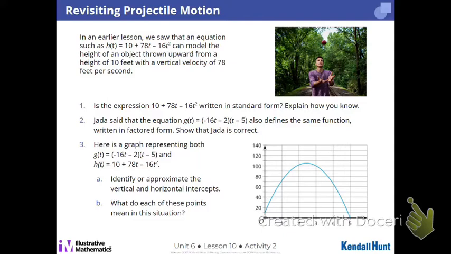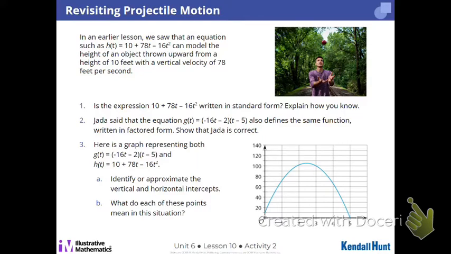So your job is, number 1, is it written in standard form? Number 2, is that the same function? Number 3, identify the vertical and horizontal intercepts, also known as the x and y intercepts. And then what those places mean in context. All right? This is all stuff we've been doing. We're going to make a big connection here after we get to problem 2. So do all 3 of these, please.